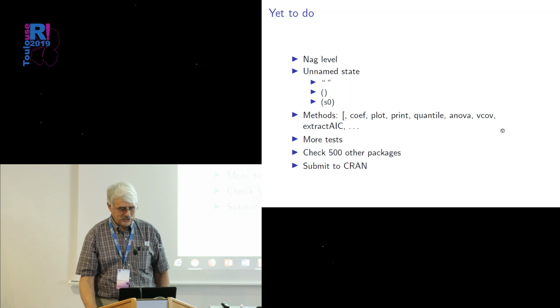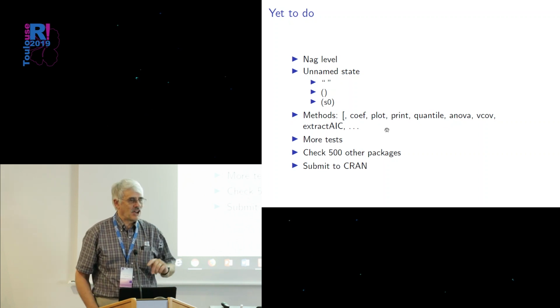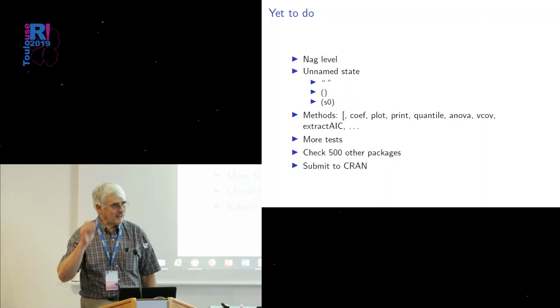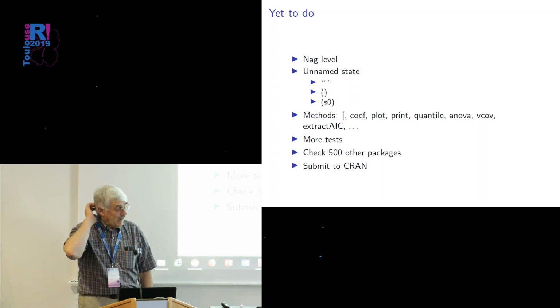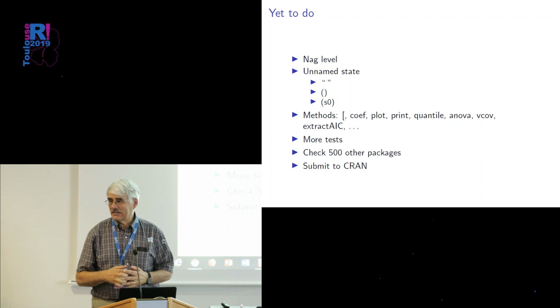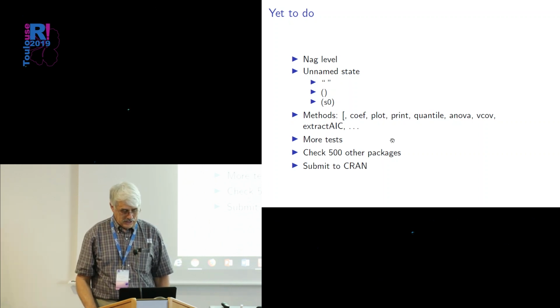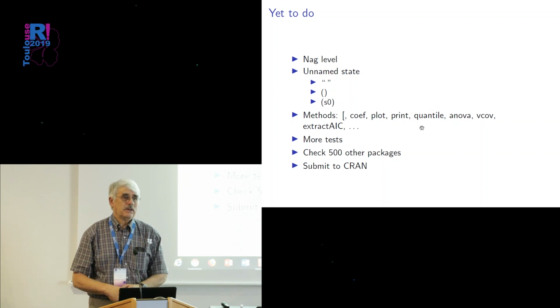Methods, I'm not all the way through this list. So square bracket, coef, plot, print, and vcov work for multi-state models. quantile, anova, extractAIC, and a bunch of others are not there yet. I haven't filled in all the pieces. I've got a lot of work to do. I need to do more tests. I don't trust any software till I test it, so I'm putting tests in piece by piece for the multi-state models. And then, of course, I get to check 500 other packages.